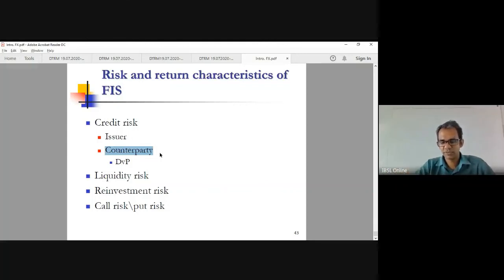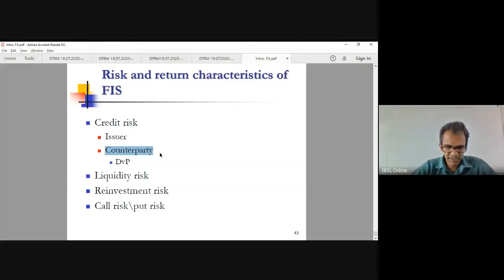If party A enters into an agreement to buy a bond from party B, there's a counterparty risk. You may pay whatever rupee amount is due to party B, but party B may not deliver the bond or the ownership of that bond to you. That can happen. That is the counterparty risk in a fixed income security transaction when you trade the bond.